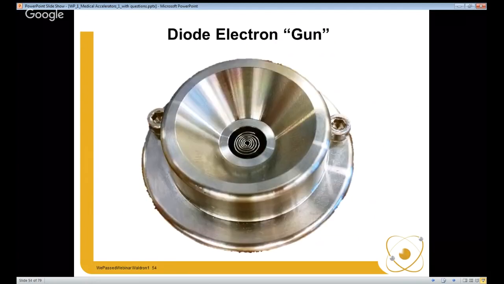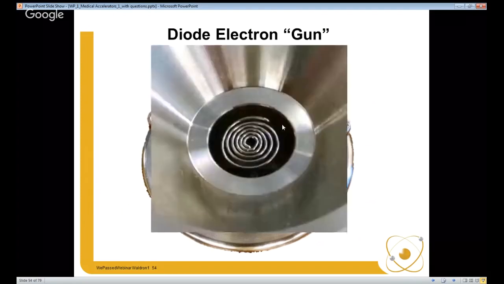Here's a photo of a diode gun. This is one out of an Elekta machine. This is the reflective structure, and so this gets a high voltage placed upon it when we want to shoot some electrons into the accelerator. Here's a close-up of the directly heated oxide cathode. It's a coated tungsten wire that we're running current through, and it is the cathode, and it emits the electrons.